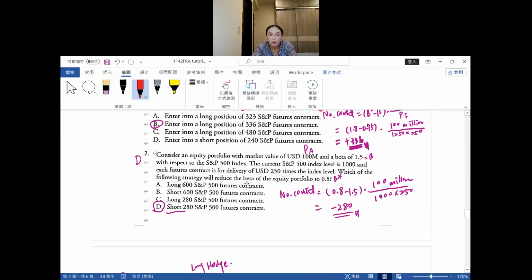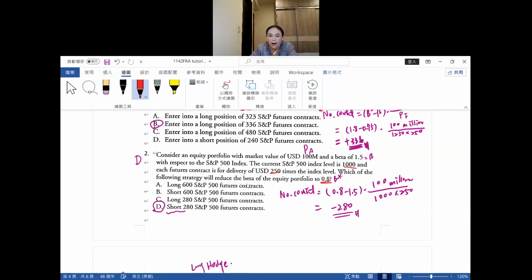Question 2. Consider an active portfolio which market value is USD 100 million. So that's the PA again. The beta is 1.5. That's the old beta. And then current S&P level is 1,000. That's your index, okay? And then index value per point 250, and beta reduced to 0.8.